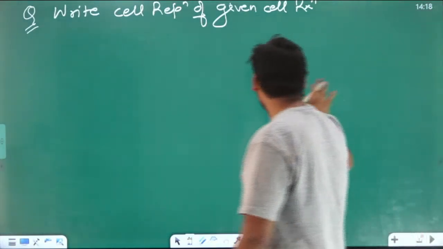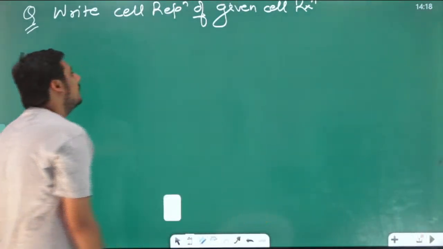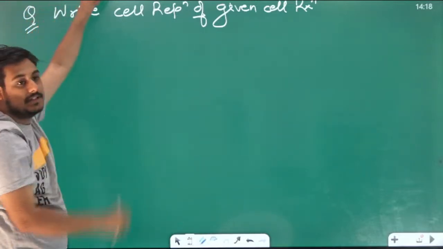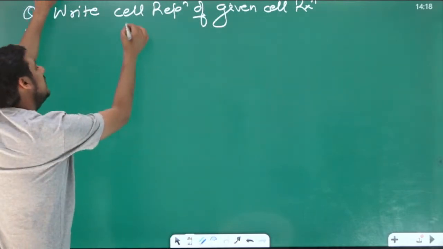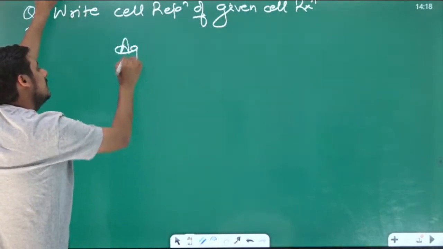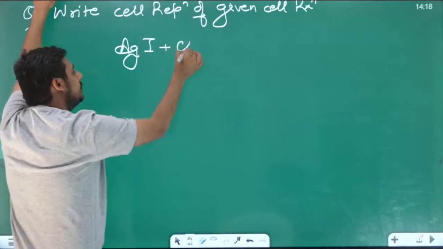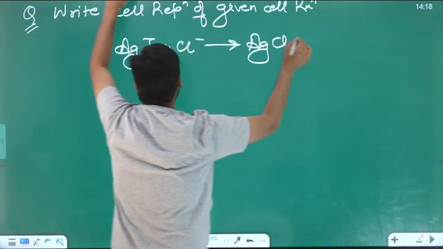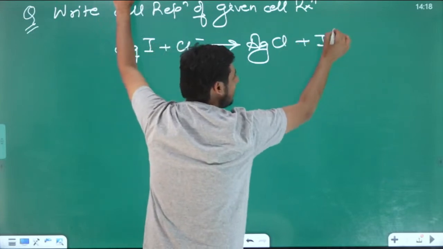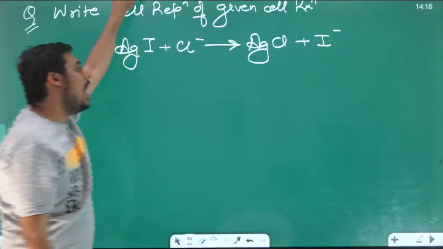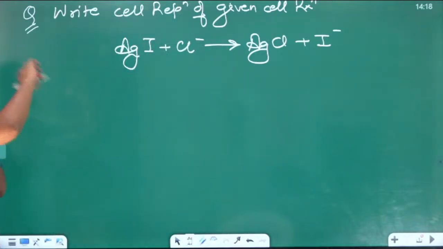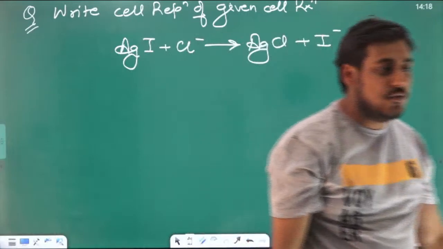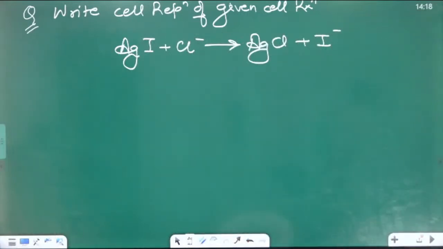Write down the cell representation for the given cell. If a cell reaction is given, I will write down the reaction and you have to write down the cell representation. So if this type of cell reaction is given to you in the exam, all of you write down the cell representation in chat. How will you write it for the given cell?